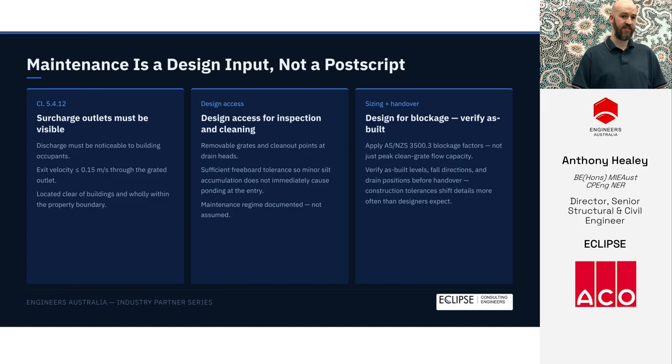For threshold drains, the design must include provision for inspection and cleaning. That means removable grates, clean out points at drain heads, and enough freeboard tolerance so that minor silt accumulation does not immediately cause ponding at the building entry. The sizing must apply blockage factors, not just peak clean flow capacity. And as-built verification before handover is essential. If threshold levels, fall directions, and drain positions have shifted during construction, which happens more often than you might think, those changes need to be caught and corrected before occupation.